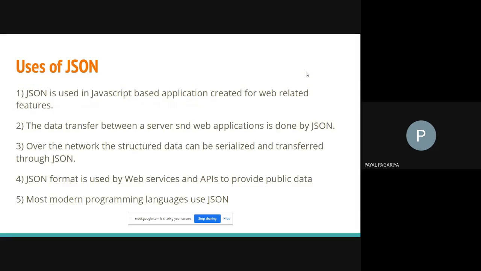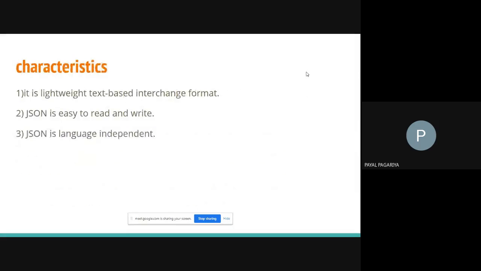The uses of JSON. JSON is used in JavaScript-based applications created for web-related features. The data transfer between a server and a web application is done by JSON. Over the network, structured data can be serialized and transferred through JSON. The JSON format is used by web services and APIs to provide public data. Most modern programming languages use JSON.